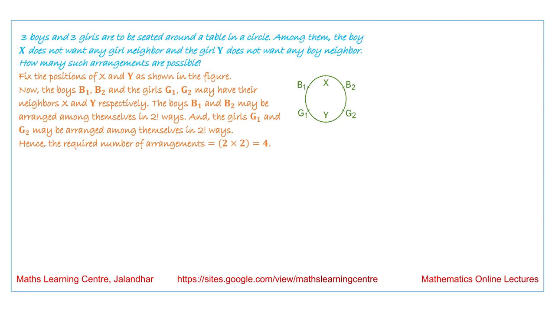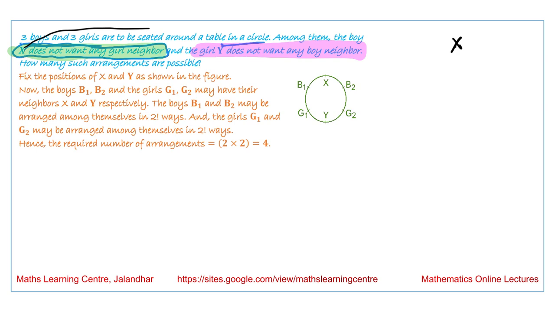Next is, 3 boys and 3 girls are to be seated around a table in a circle, and among them the boy X does not want any girl neighbor. This boy X doesn't want any girl neighbor, and the girl Y does not want any boy neighbor. So if X is at this point, then on both sides of this boy it should be 2 boys, B1 and B2.